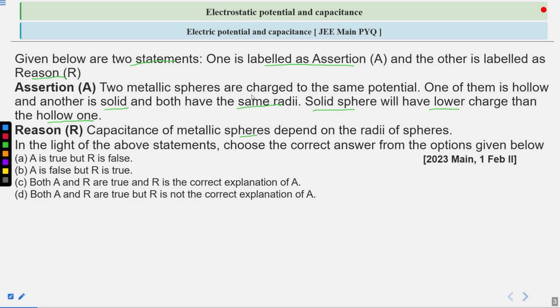So you have to analyze both this assertion and reason and choose one out of these four options. In the light of the above statements, choose the correct answer from the options given below. First one is A is true but R is false. Second is A is false but R is true. Third is both A and R are true and R is the correct explanation of A. D is both A and R are true but R is not the correct explanation of A. Okay, so you have to select one out of four options. So I will give you some time.